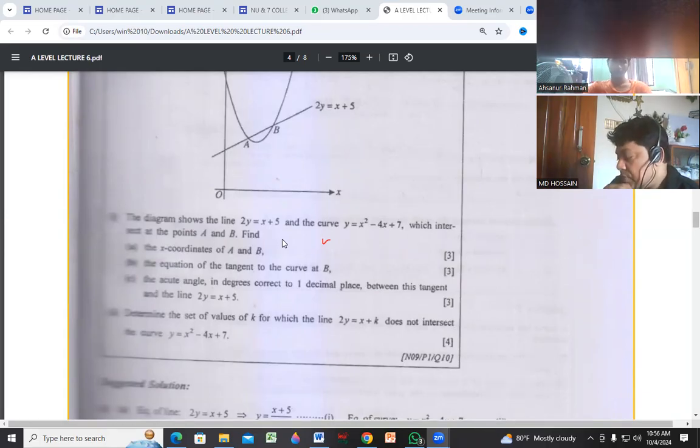And then number 4, determine the set of values of k for which the line 2y equal to x plus k does not intersect the curve. So k is a constant, and we have to find out the value of that constant. This is the basic question and a very complicated question. I hope the questions in the final exam will not be much more complicated than these questions.